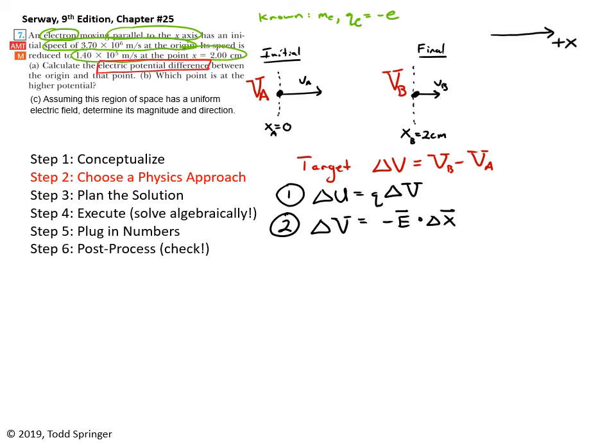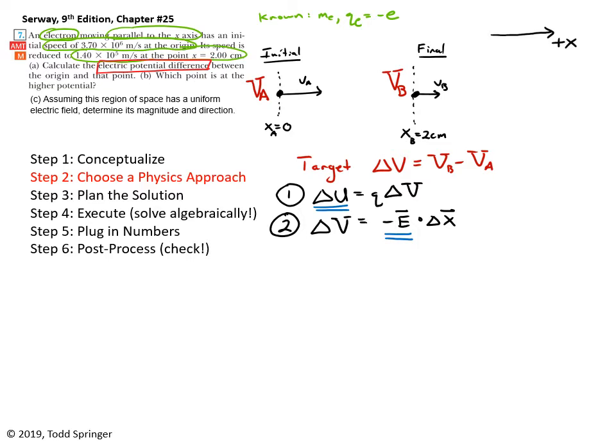Both of those have our target variable in them. Which one of these is better? Well, they both have things we don't know in them. For example, we don't know delta U, the change in electric potential energy, and we also don't know E, the electric field. So which one of these should we use?